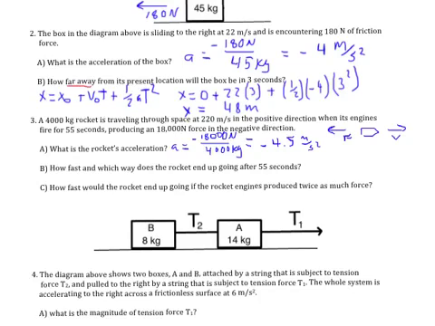How fast and which way does the rocket end up going in 55 seconds? Well, if I'm going to solve that, I need to use this kinematics equation. Let's see what I know. I have a time, I have an acceleration, I have an initial velocity, and I'm looking for a final velocity. So that sounds to me like I should be using v equals v naught plus at.